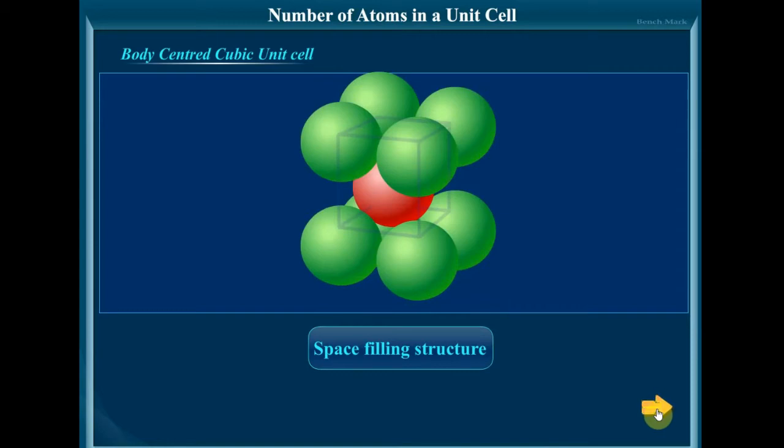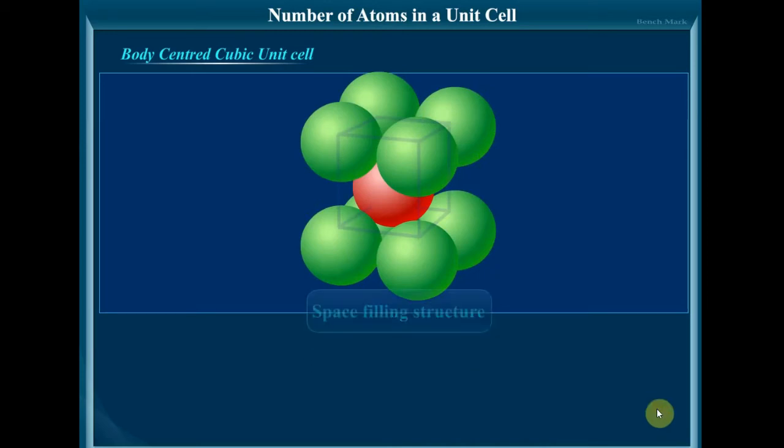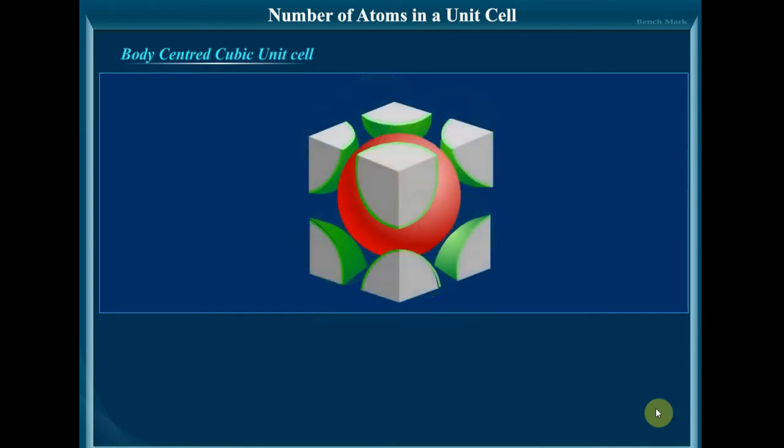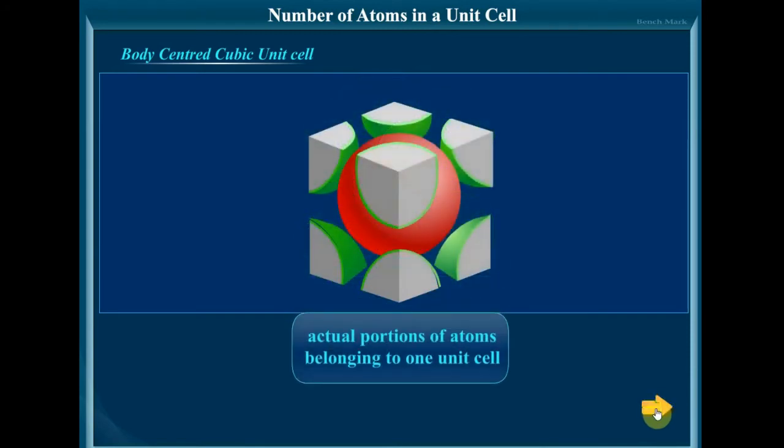Let us see. As we mentioned earlier, 8 are at the corners and 1 is present in the body center. This is the body centered cubic unit cell shown here. See here, the actual filling is like this. We draw it for easy representation, with the points represented as small dots, but this is the actual structure: 8 at the corners and 1 at the center. The red portion that you can find belongs to that unit cell only.